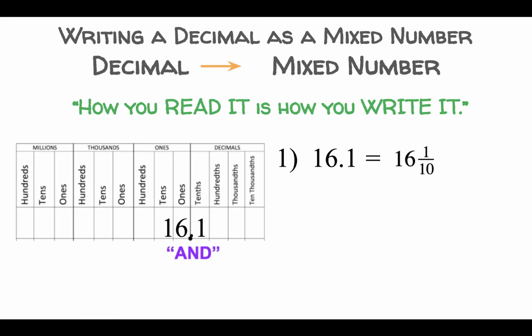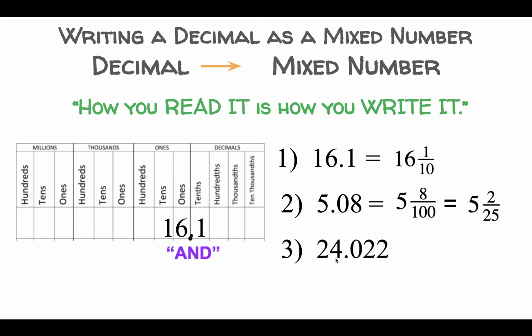I'm going to ask myself if I can simplify the fraction part here, and I can't. It is in its most simplest form. Write down example 2. This 5 is in the ones place. This 8 is in the hundredths place. So I would read this as 5 and 8 hundredths. That's how I write it as a fraction. Looking at the fraction part, can I simplify it? Yes, I can. I can divide both by 4 to get 5 and 2/25.